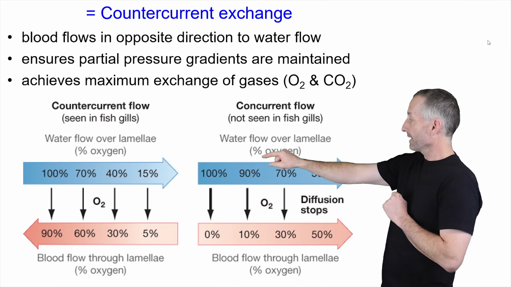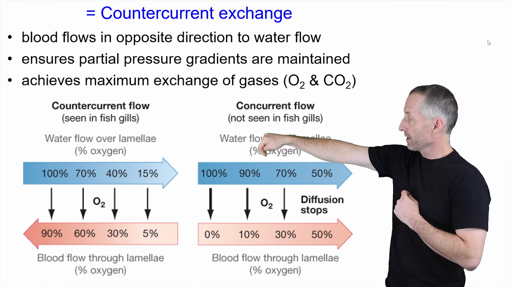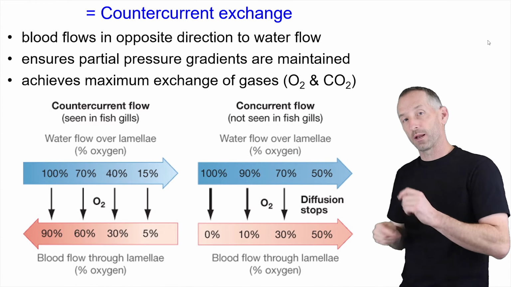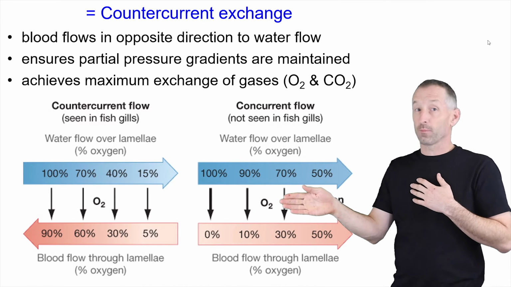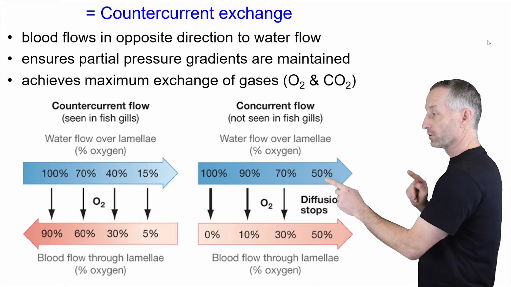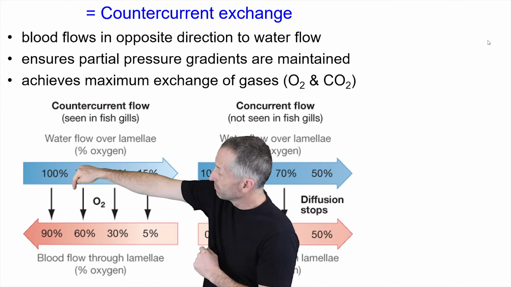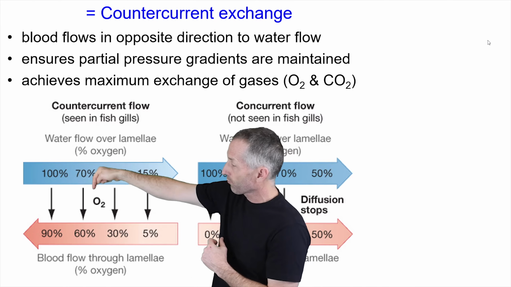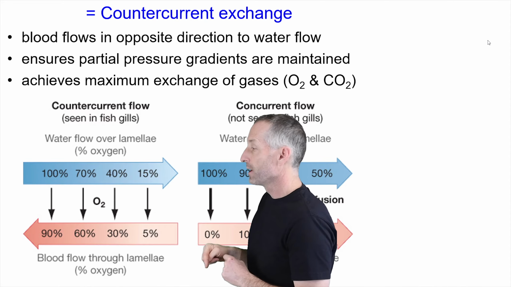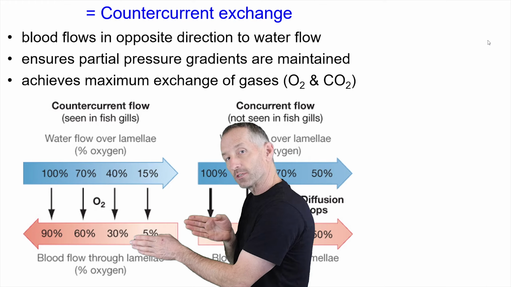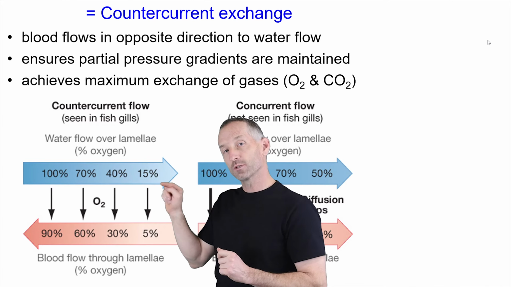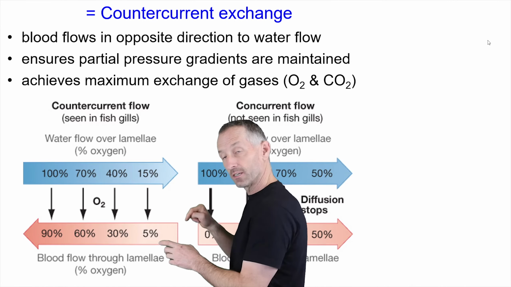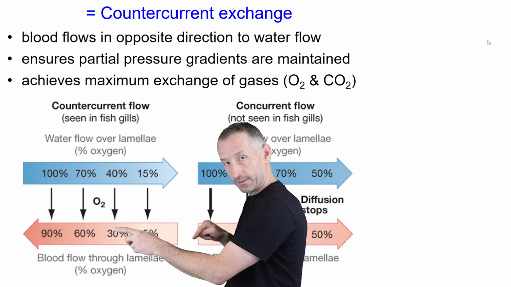If you do that, you have the highly oxygenated water coming in from the left and the blood with essentially no oxygen coming from the right. And as you can see, as you move, oxygen goes from the water into the blood, but because of the countercurrent exchange, you can continue to move oxygen out of the water and into the blood across that entire gradient.